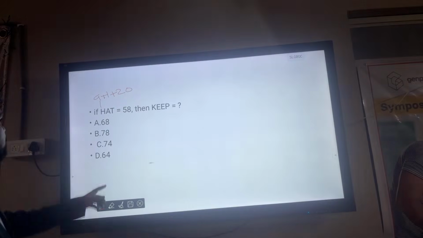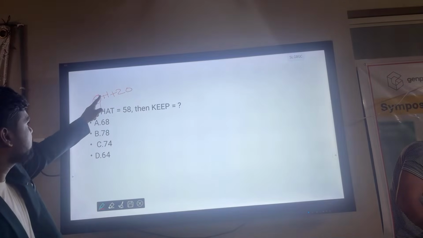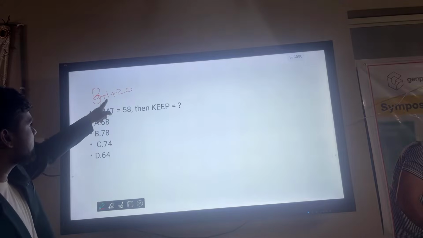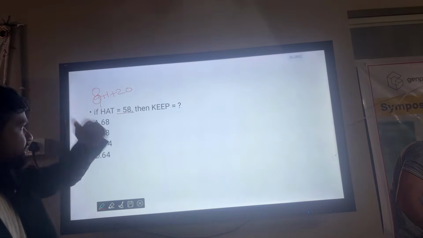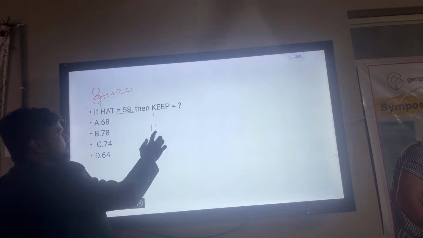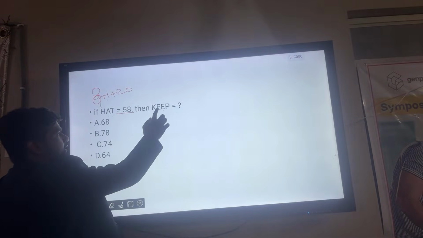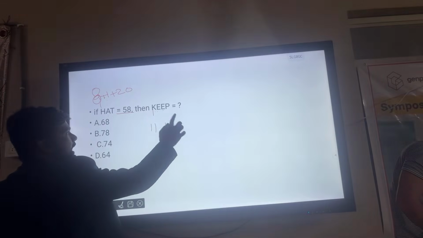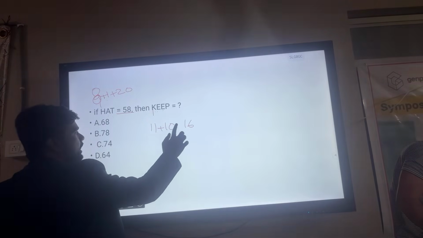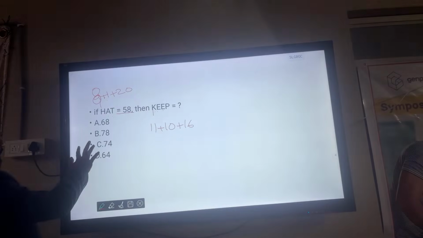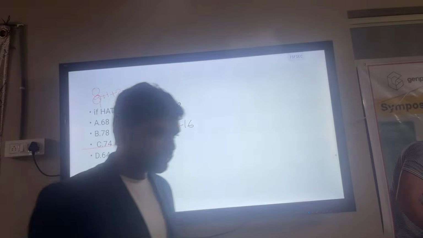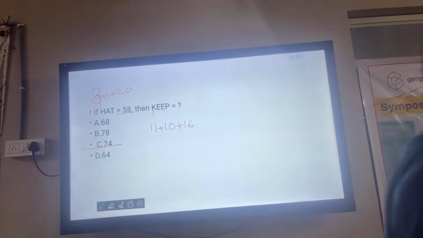when you add the H values, 8 plus 1 plus 9 is 29. 29 into 2 is 58. In the same way, K value 11, I plus I, B plus E, nothing but 10, and P value 60. When you add all of them, 21, 27, 37. 37 into 2 is 74. Which option is correct?